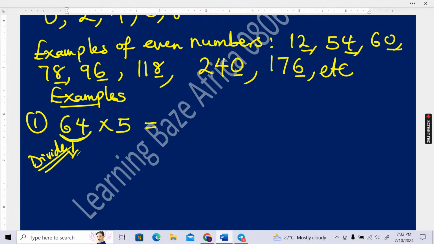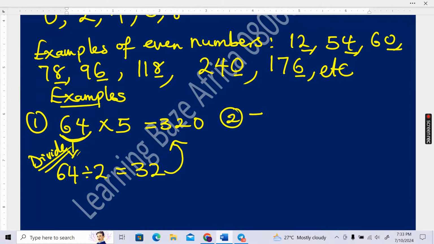Okay, so 64 divided by 2, that will be 32. So that's what we have to do in our head. 64 divided by 2 is equal to 32. Then from there, write 0 beside it. So that will give us 320.